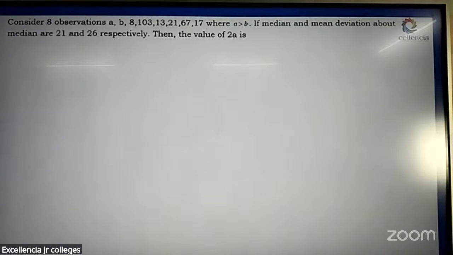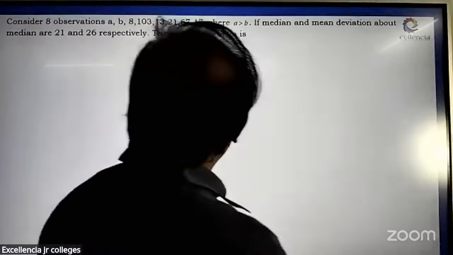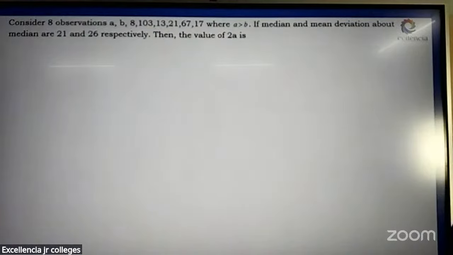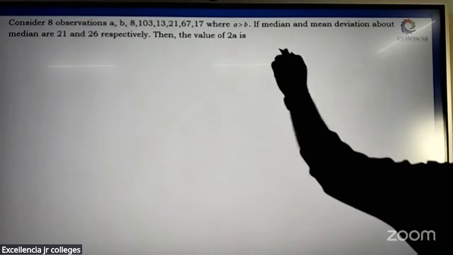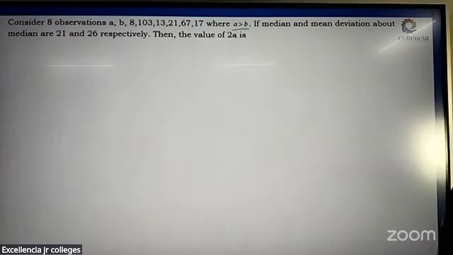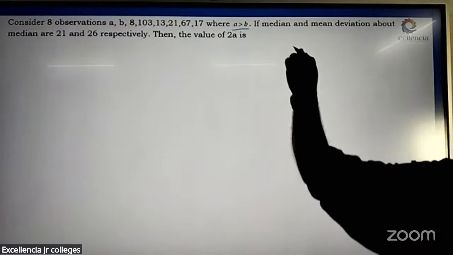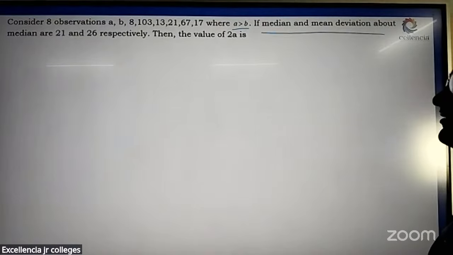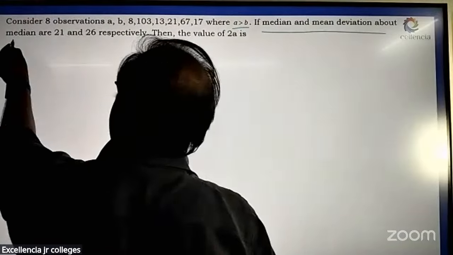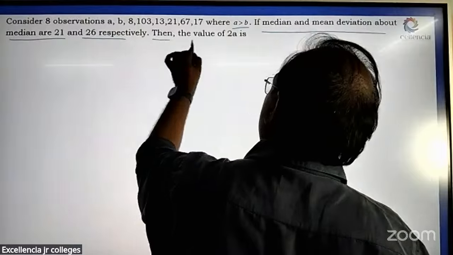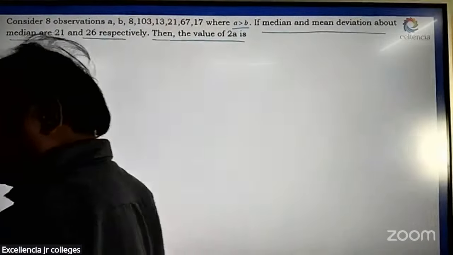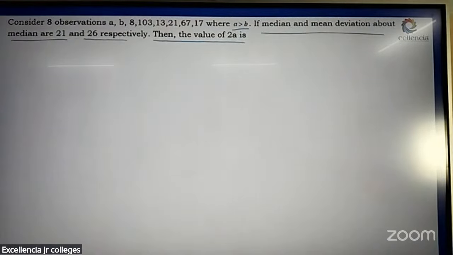Consider 8 observations: a, b, 8, 103, 13, 21, 67, 17, where a is greater than b. If the median and mean deviation, this is a statistics question, are given as 21 and 26 respectively, then the value of 2a is what is asked. Then the value of 2a is what?